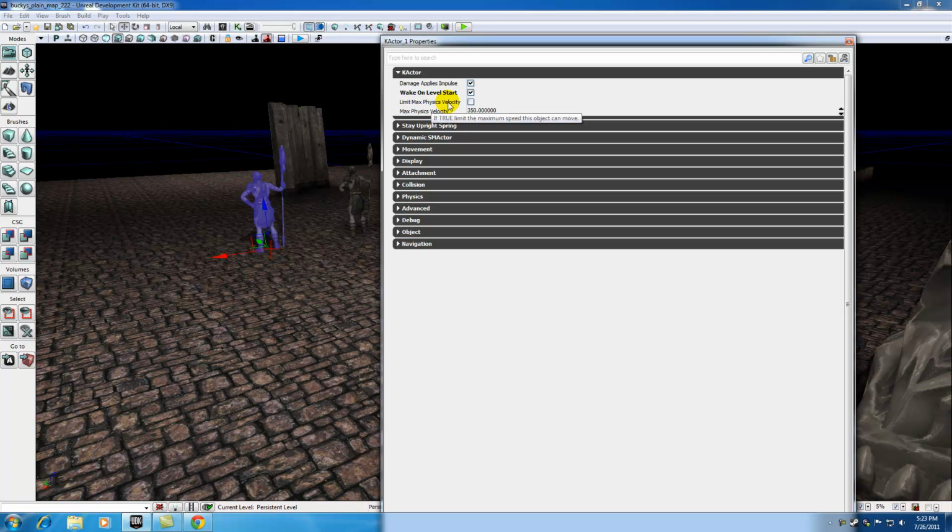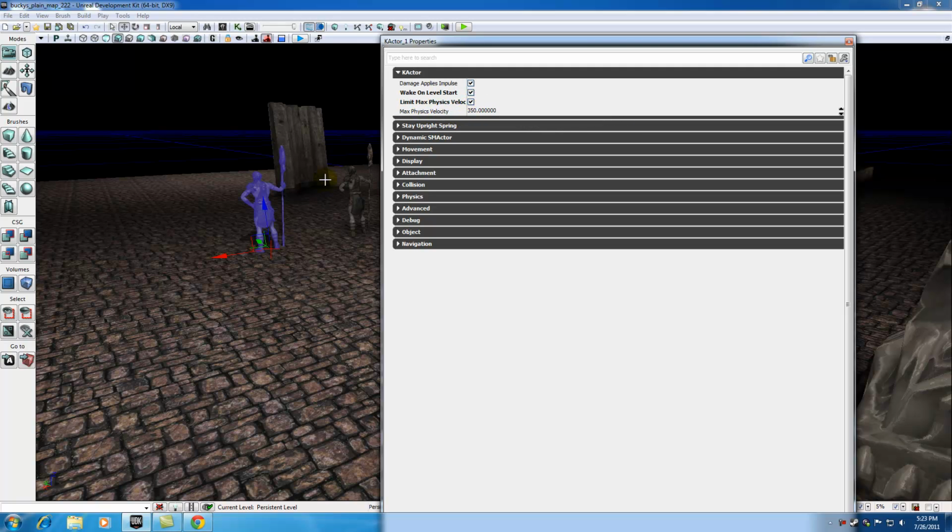Now the limit max physics velocity, what this is pretty much saying, give it a speed limit, because we can have these objects move around our game as fast as we possibly want. And whenever we check this, we're basically saying, alright, give it a maximum speed that it can move. And this thing right down here is basically your speed limit.